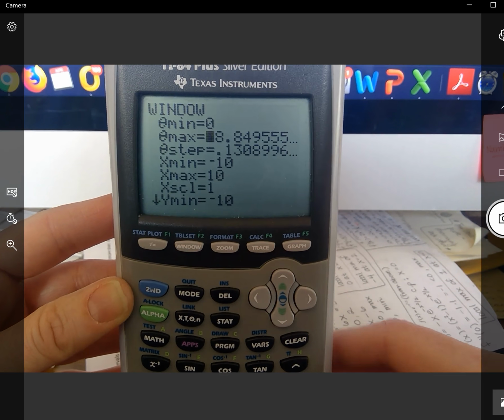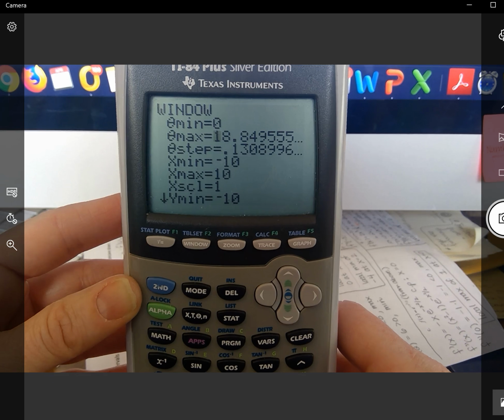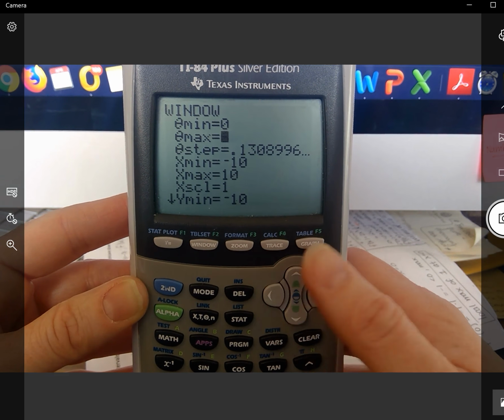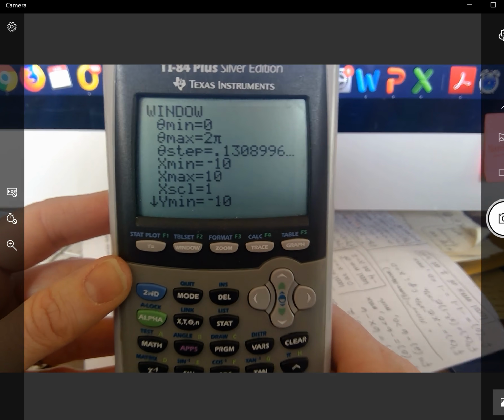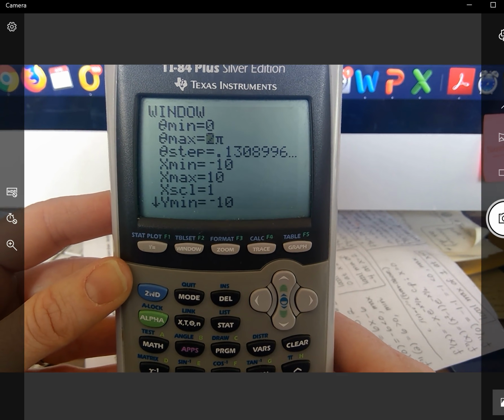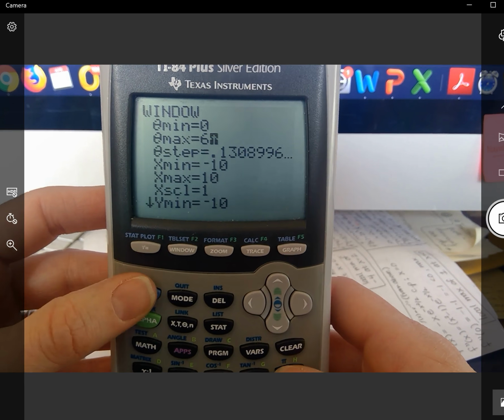How many times do you want to go around? If we want to go around 3 times, we could do that. So we could do 6 pi, or we could even just go around once. So we could do 2 pi. But sometimes you want to go more than that, especially if that theta is going to be changing the period of your function at all.